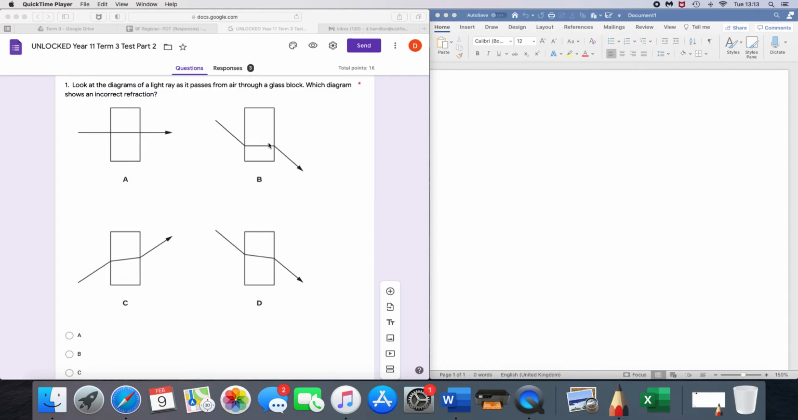Let's check the others. So it comes in at an angle into the glass, bends towards the normal as we'd expect, bends away from normal as we'd expect. Now you might say that also bends away from normal. It does, but because this is striking the boundary at right angles, it will go straight on. And here, bends towards the normal, bends away from the normal. So B is the wrong answer. That is to say, B is the incorrect diagram and the correct answer.